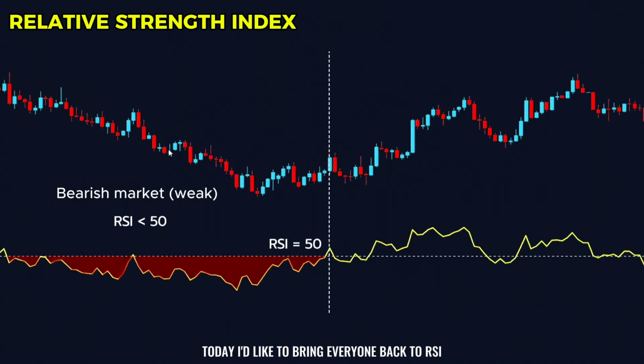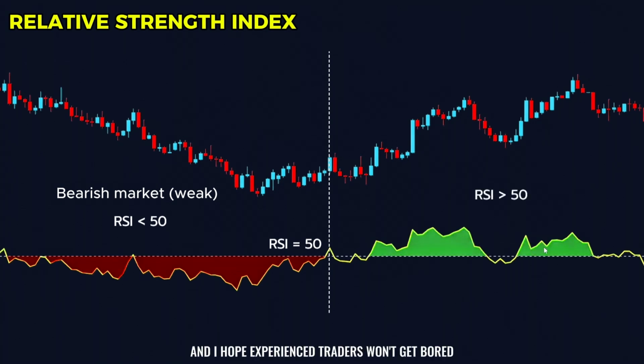Today, I'd like to bring everyone back to RSI and show you 7 different ways to use it. I hope beginners will enjoy it, and I hope experienced traders won't get bored before we finish. Let's go through all 7 techniques together. Before we begin, let me quickly review RSI in just 2 slides.